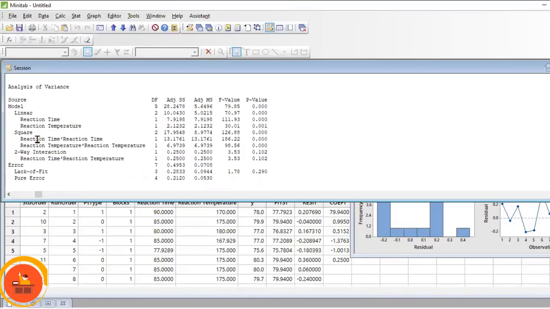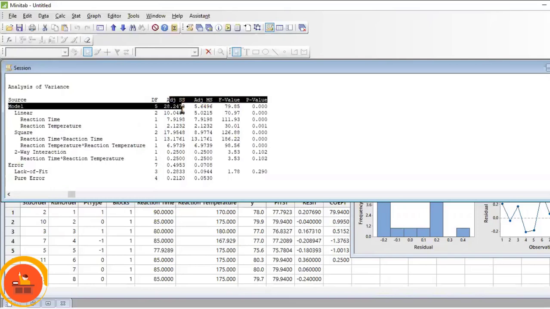Square of the linear terms. Square means, for example, reaction time is x1, reaction temperature is x2. x1 square, x2 square, that is reaction time into reaction time, reaction temperature into reaction temperature. That will be square terms. Two-way interaction talks about reaction time and reaction temperature. And what is the error? So here, these things are all very common. If you know ANOVA, these degrees of freedom are very easy for us to understand.